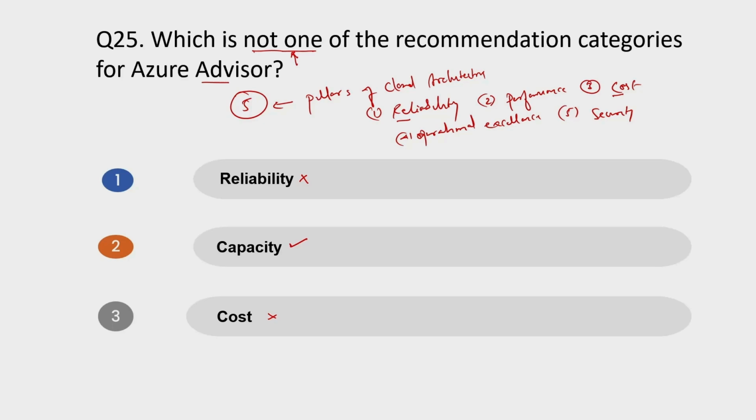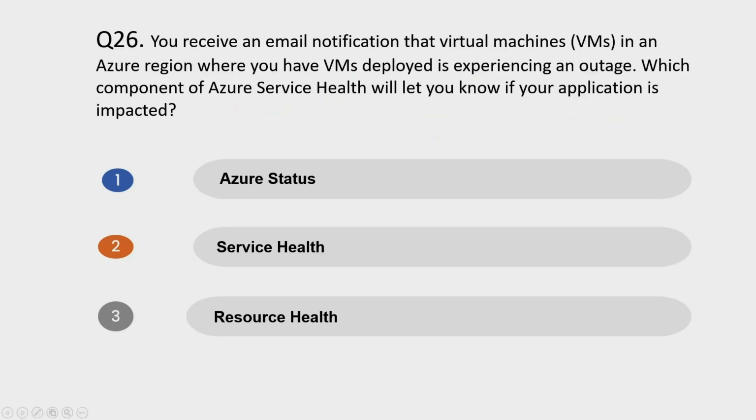Let us move to question number 26. You receive an email notification that virtual machines in an Azure region where you have virtual machines deployed is experiencing an outage. Which component of Azure Service Health will let you know if your application is impacted?